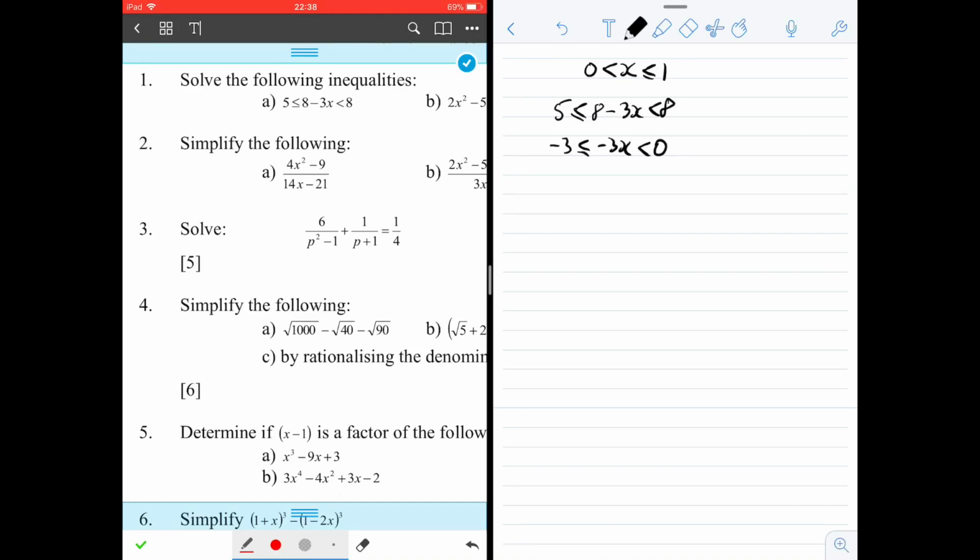And I'm going to divide 3 by minus 3, but remember, when we divide or times by a negative number in an inequality, that changes the signs of the inequality. So divide by minus 3 gives me this, which is the same inequality as I got the first time, albeit it's written the other way around.